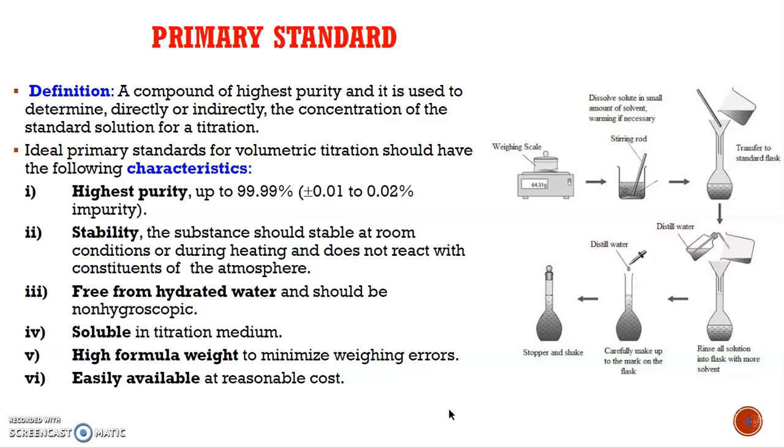And then in terms of stability, the substance should be stable at room condition or during heating and does not react with the constituents of the atmosphere. So meaning that it is a non-hygroscopic material, free from hydrated water, and should be non-hygroscopic, as I mentioned. Non-hygroscopic means it will not react with the constituents of the atmosphere. It is not the type that absorbs water from the surroundings. It should be soluble in the titration medium, have a high formula weight to minimize weighing error, and be easily available at reasonable cost.